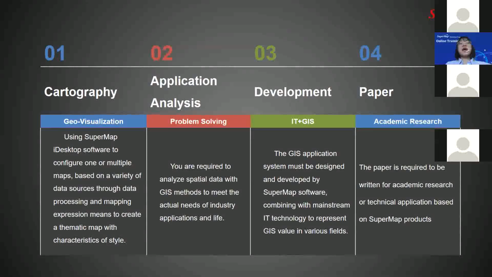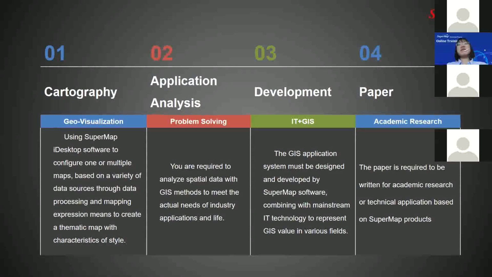SuperMap software, and create many thematic maps with characteristic style. And the second group is application analysis, which focuses on problem solving. You need to analyze spatial data with GIS tools to meet the real needs of the industry and some real life that's close to life.